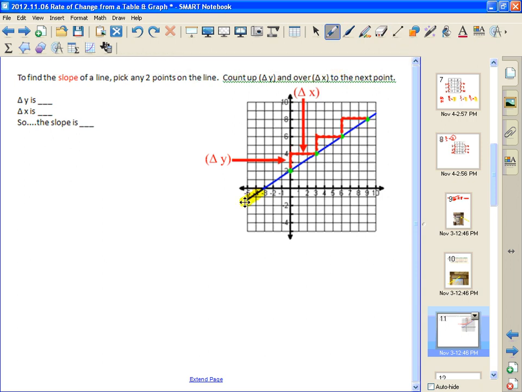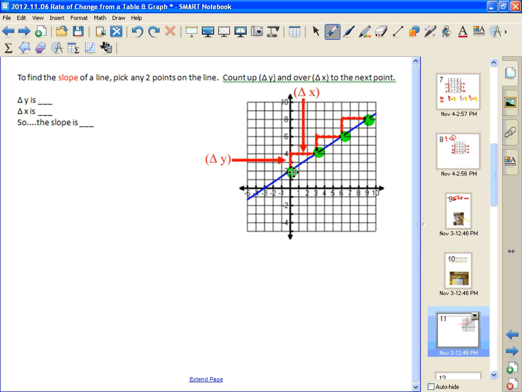We're looking to calculate the slope of that line right there. That's what I'm trying to do, find the slope of that line. So to do that, I have to look at the ordered pairs that this line has. Here's one, here's another one, here's another one, okay? So what we're going to do is count up and then count over from point to point.